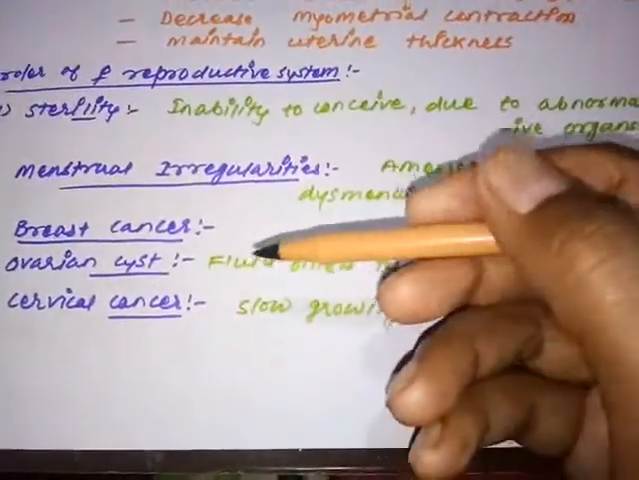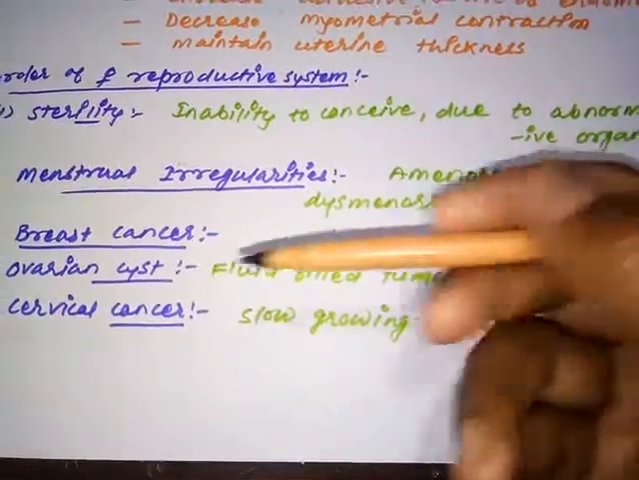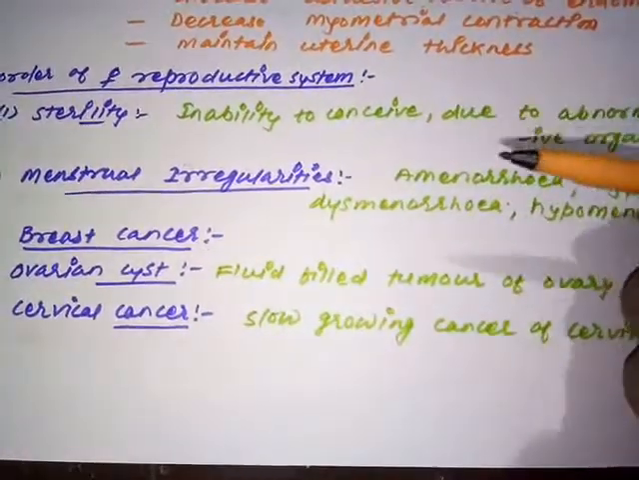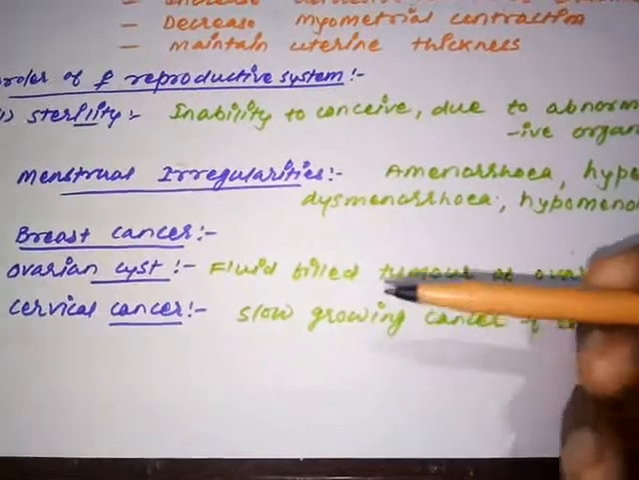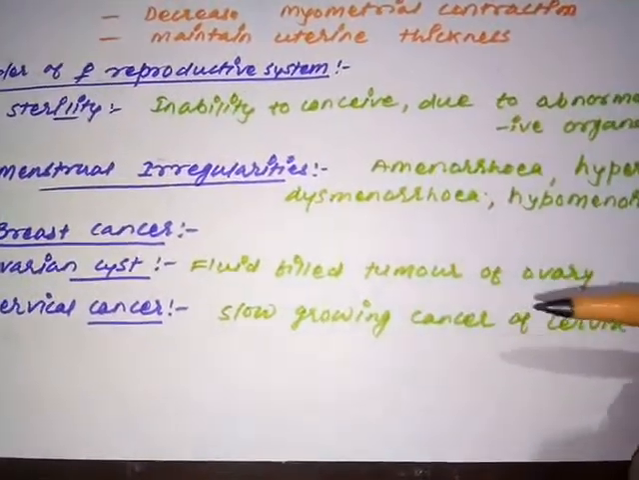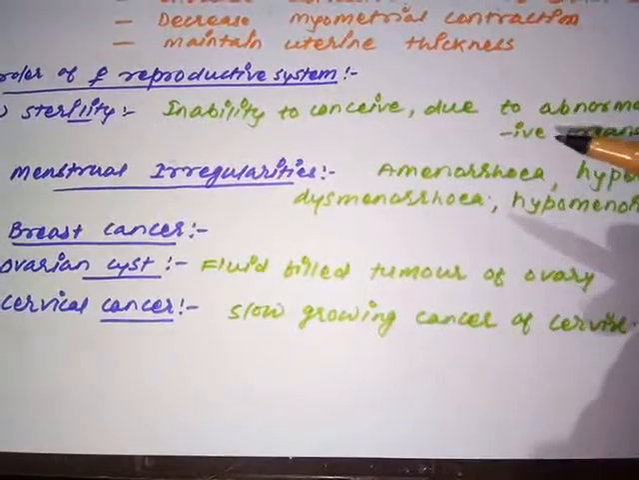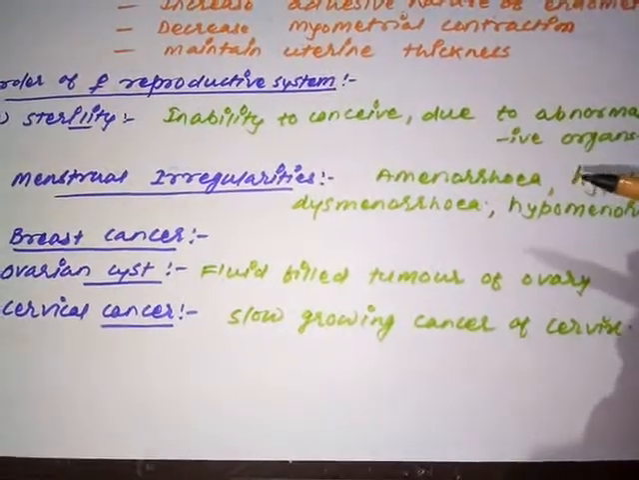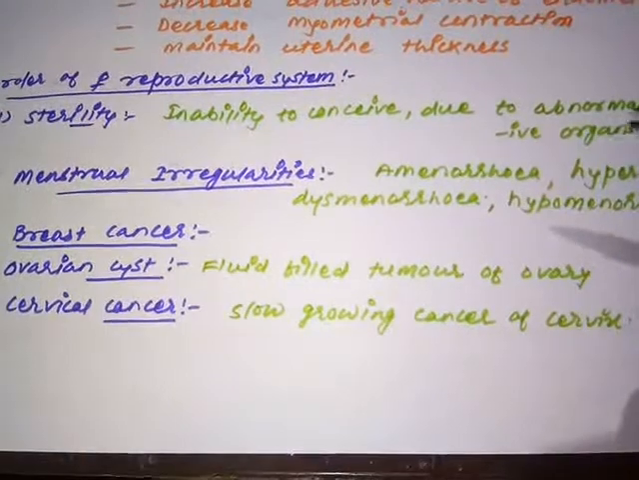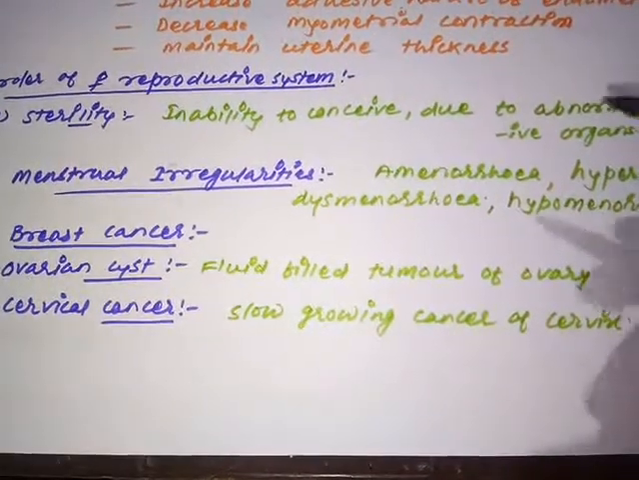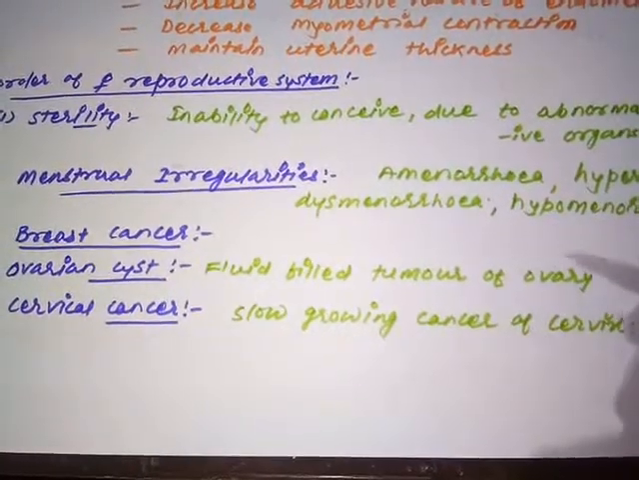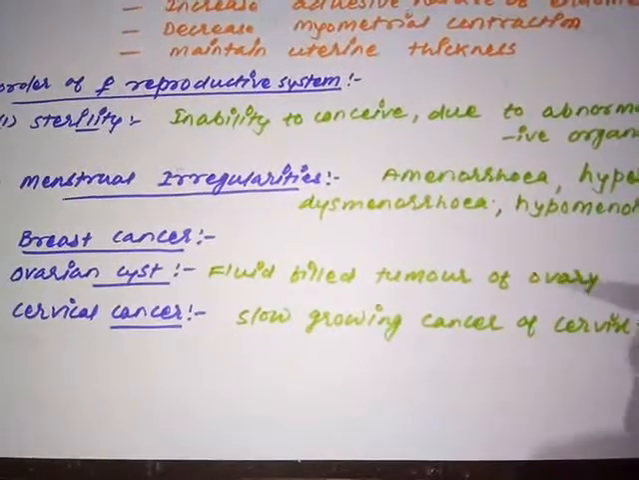Ovarian cyst. Once again, cyst means a kind of fluid filled tumor present inside the ovary. Sometimes the fluid filled tumor present inside the ovary is called an ovarian cyst, and this is dangerous at the time of pregnancy if it is going to burst. So that can be removed surgically, or some other medicines are available by which the ovarian cyst can be removed.